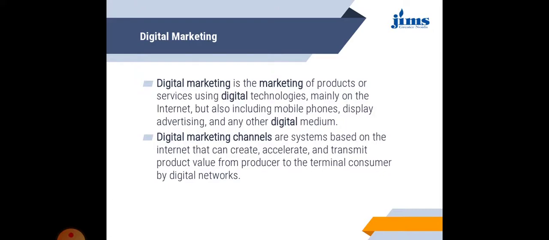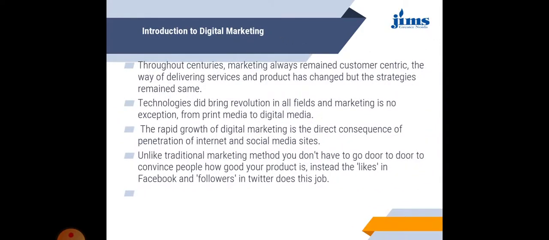So when we start with the meaning and introduction to the term digital marketing, it is basically the marketing of products and services online, that is digitally, using digital technology. With the help of digital platforms and digital technology, the marketing is done digitally. This type of marketing which is done digitally and online is called digital marketing, right? And this type of marketing is done basically through mobile phones or display advertising and other digital mediums, right? So digital marketing channels are systems based on the internet that help to create, accelerate and transmit product value from producer to the terminal consumer through different digital networks.